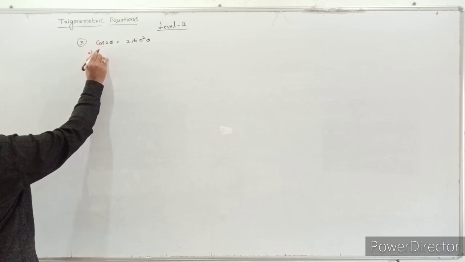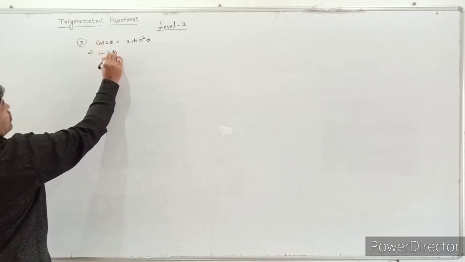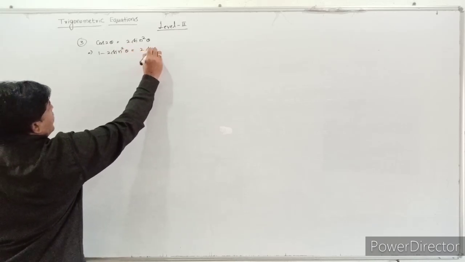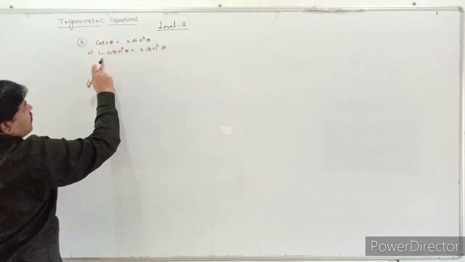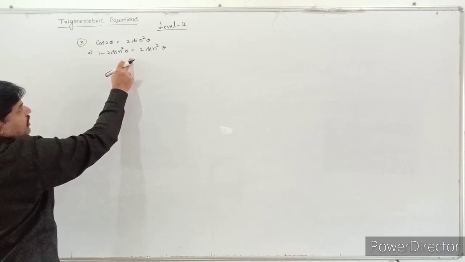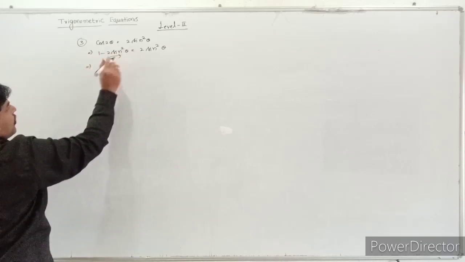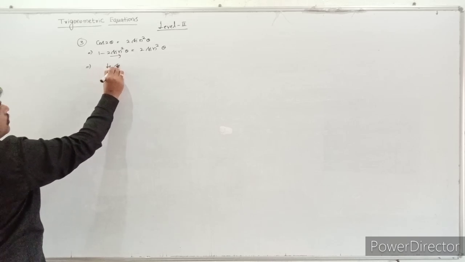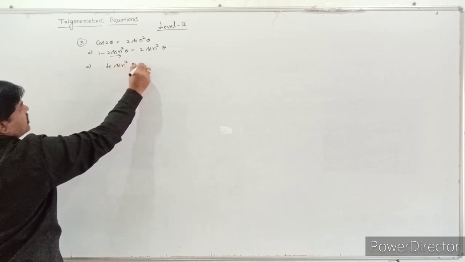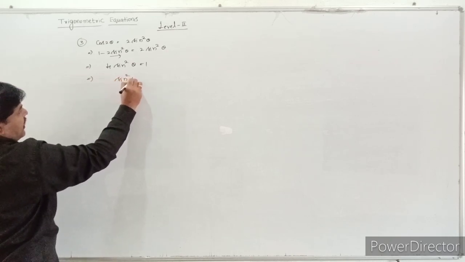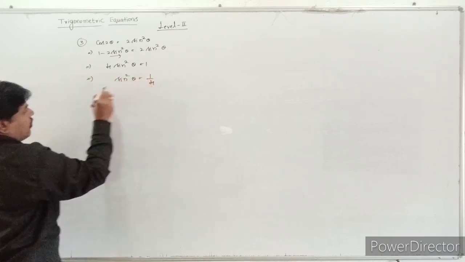Cos 2 theta you can write as 1 minus 2 sin square theta is equal to 2 sin square theta. Cos 2 theta formula is 1 minus 2 sin square theta. So take this value to that side, students. What happens? 2 plus 2 will become 4 sin square theta is equal to 1. So that implies sin square theta is equal to 1 by 4.